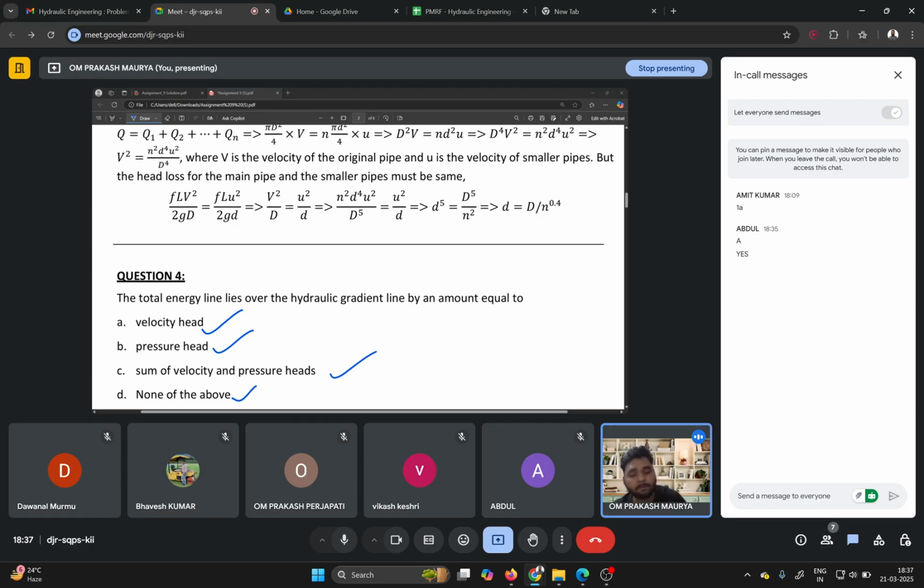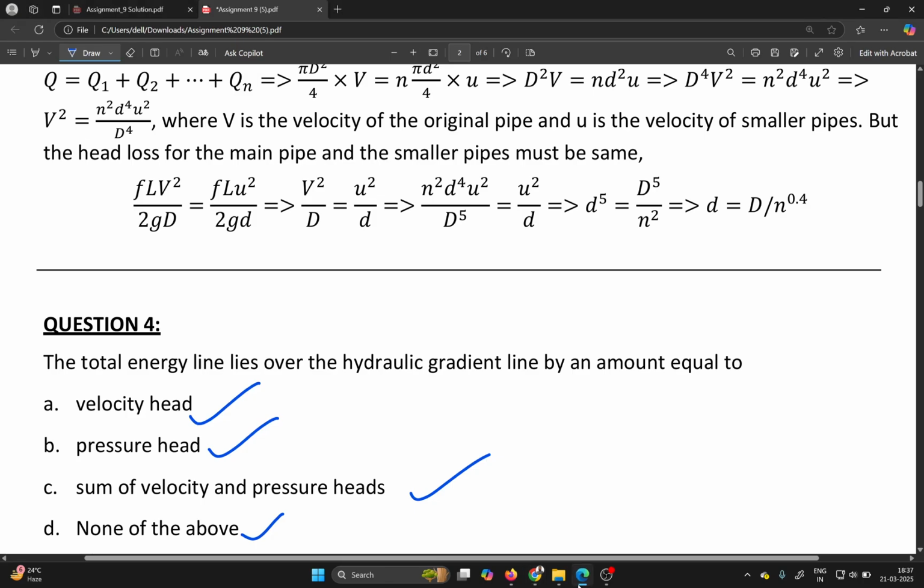Okay, let me discuss. Simple question. Yes, Abdul is correct, but how? Let me just discuss. So you know the Bernoulli's equation, that at a particular section your head will be the same, means pressure head plus velocity head plus datum head will be equal. That means the total head will be constant.